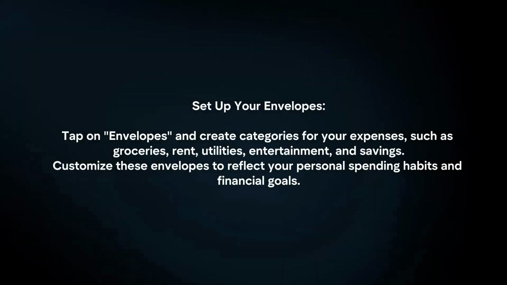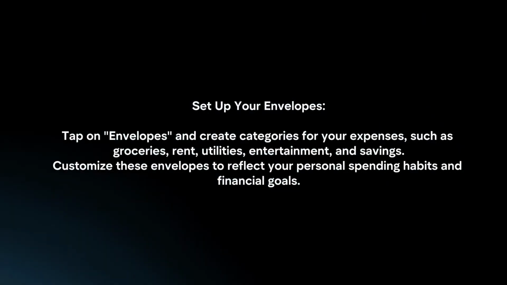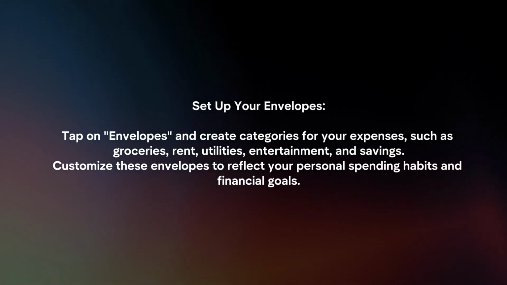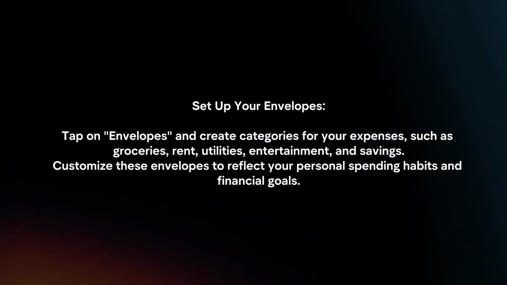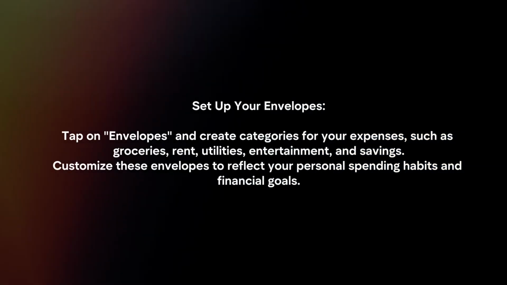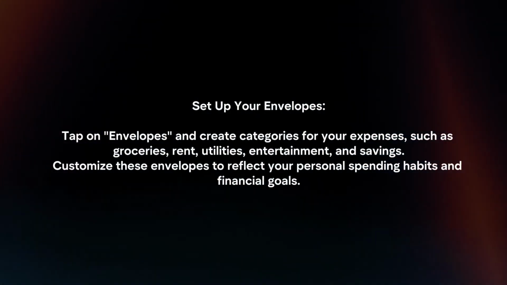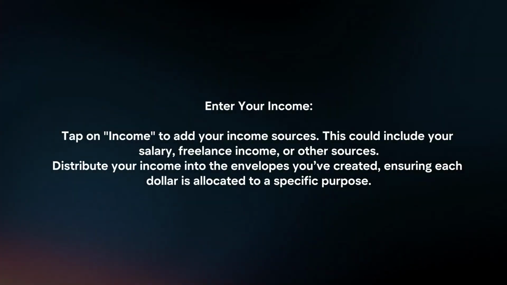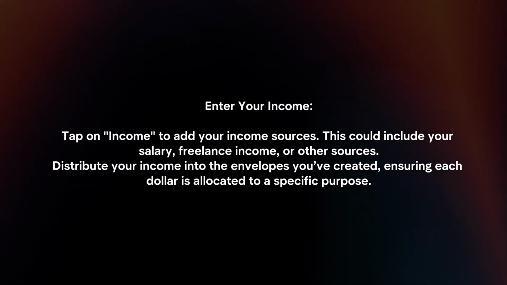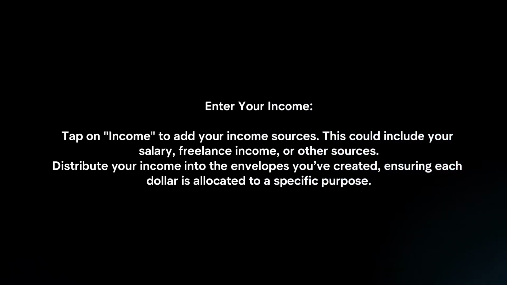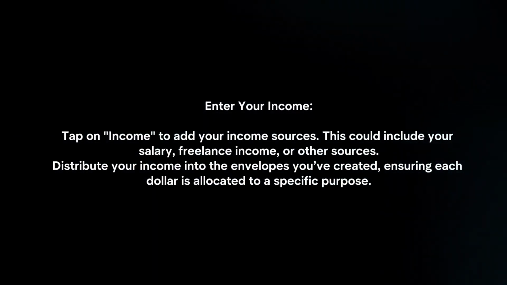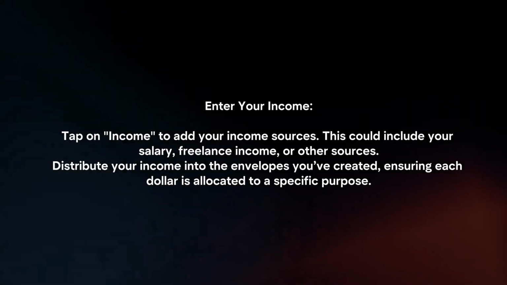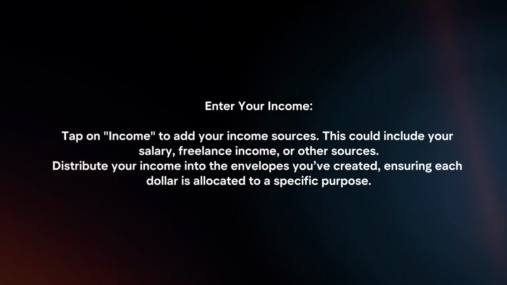Set up your envelopes. Tap on envelopes and create categories for your expenses, such as groceries, rent, utilities, entertainment, and savings. Customize these envelopes to reflect your personal spending habits and financial goals. Enter your income. Tap on income to add your income sources. This could include your salary, freelance income, or other sources. Distribute your income into the envelopes you've created, ensuring each dollar is allocated to a specific purpose.